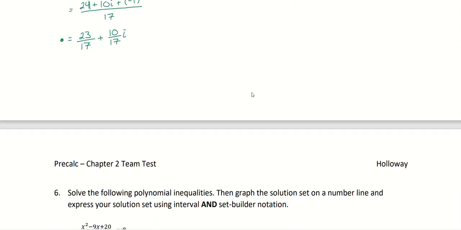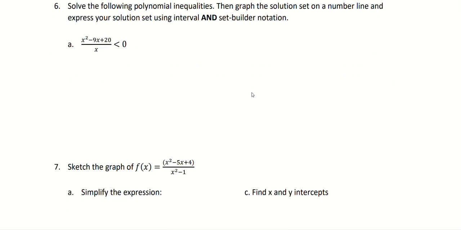Cool. Couple more little problems, and we're done. Sweet. Okay, we are asked to solve this inequality. Now, remember, our inequalities have key numbers, and they come in two different flavors for these types of problems. They come as roots, and they come as asymptotes.